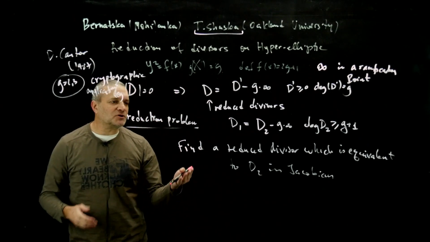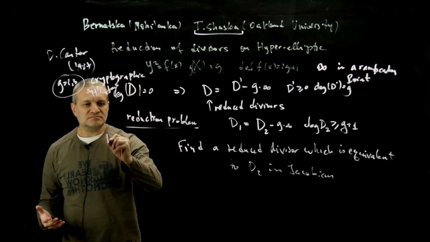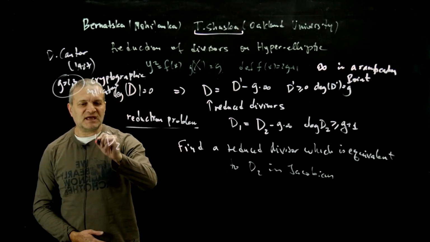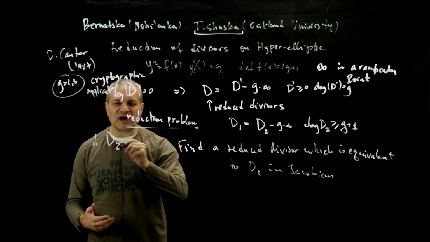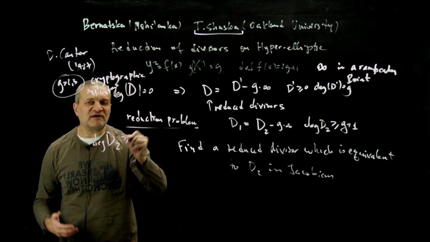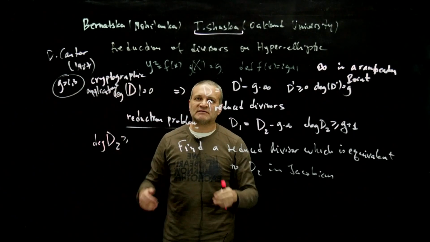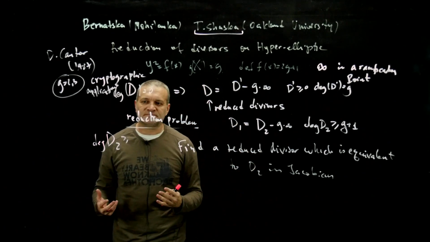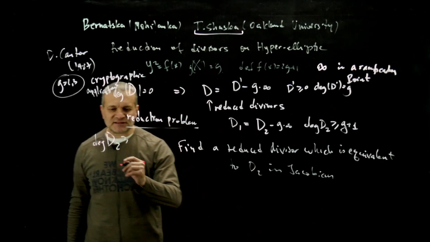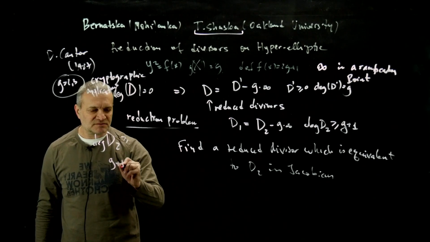Now, if you have D2 of this form, how do you want to reduce it? Of course you have Cantor's algorithm, but let's say that you don't know Cantor's algorithm. How can you think about this problem? Let's say that you have g plus 1 points.